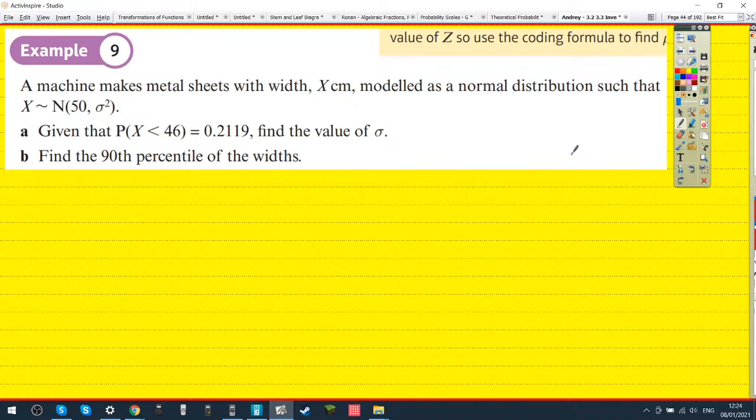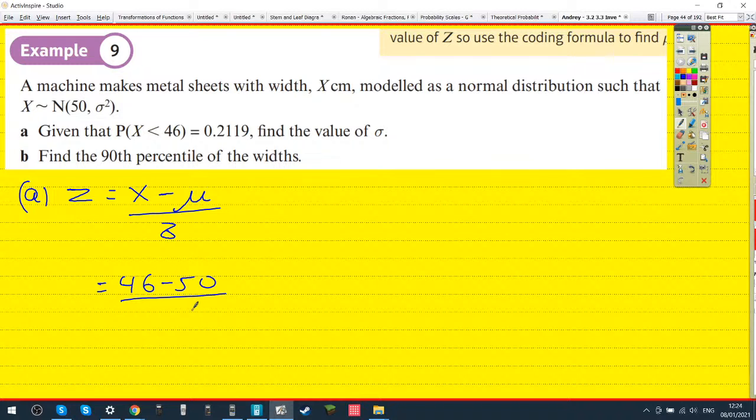Are we using the same formula? Yep. So z is equal to x minus mu over d. X is 46. Is it like 46 minus 50 over d squared? Just d. Oh, sorry, yeah, d. And now 0.22, 0.21.